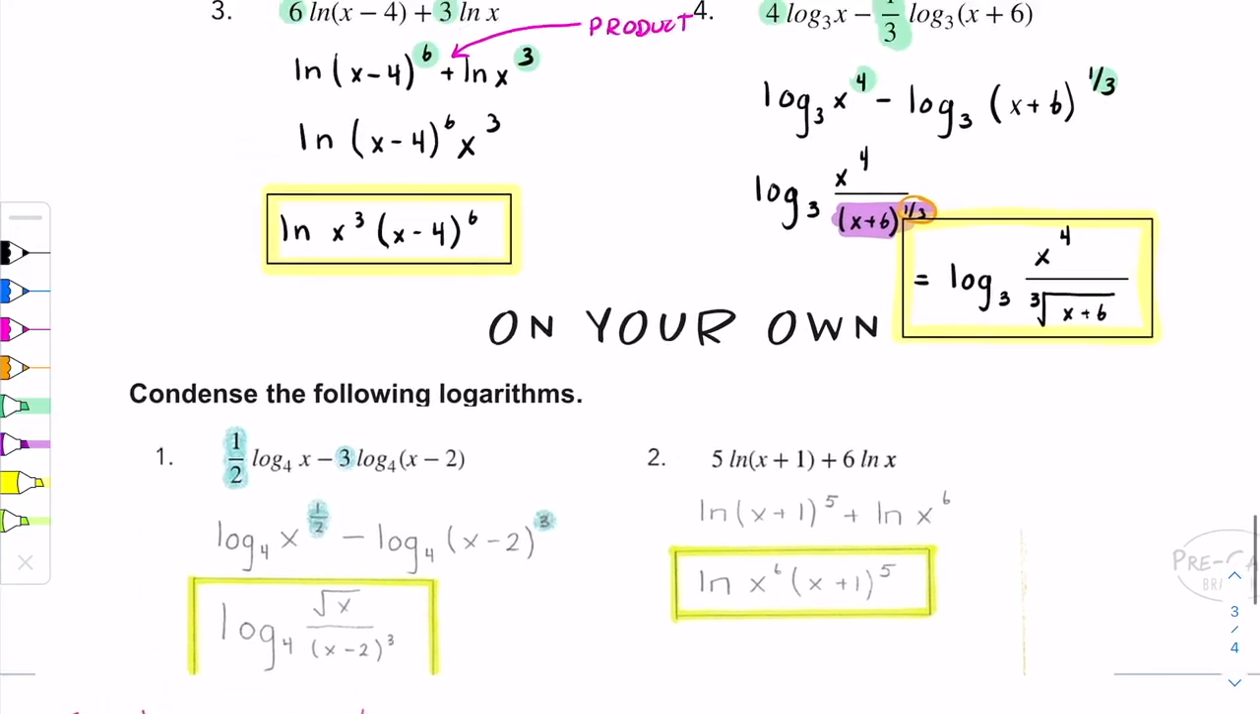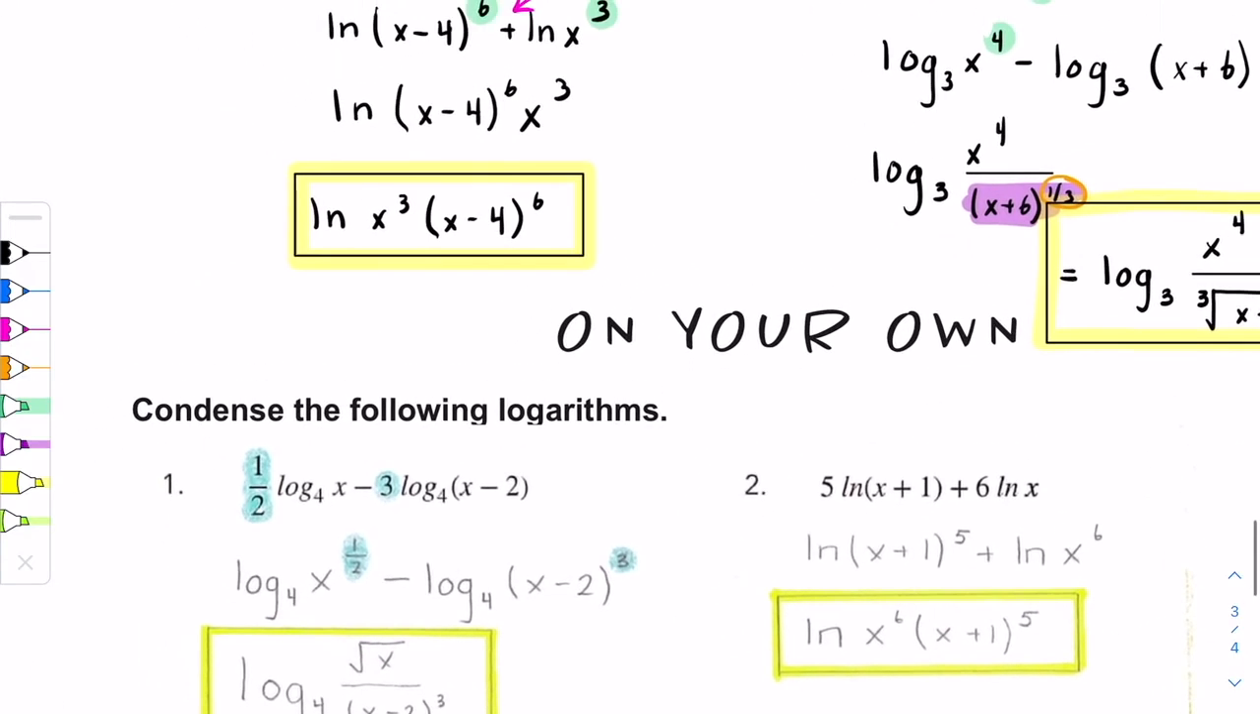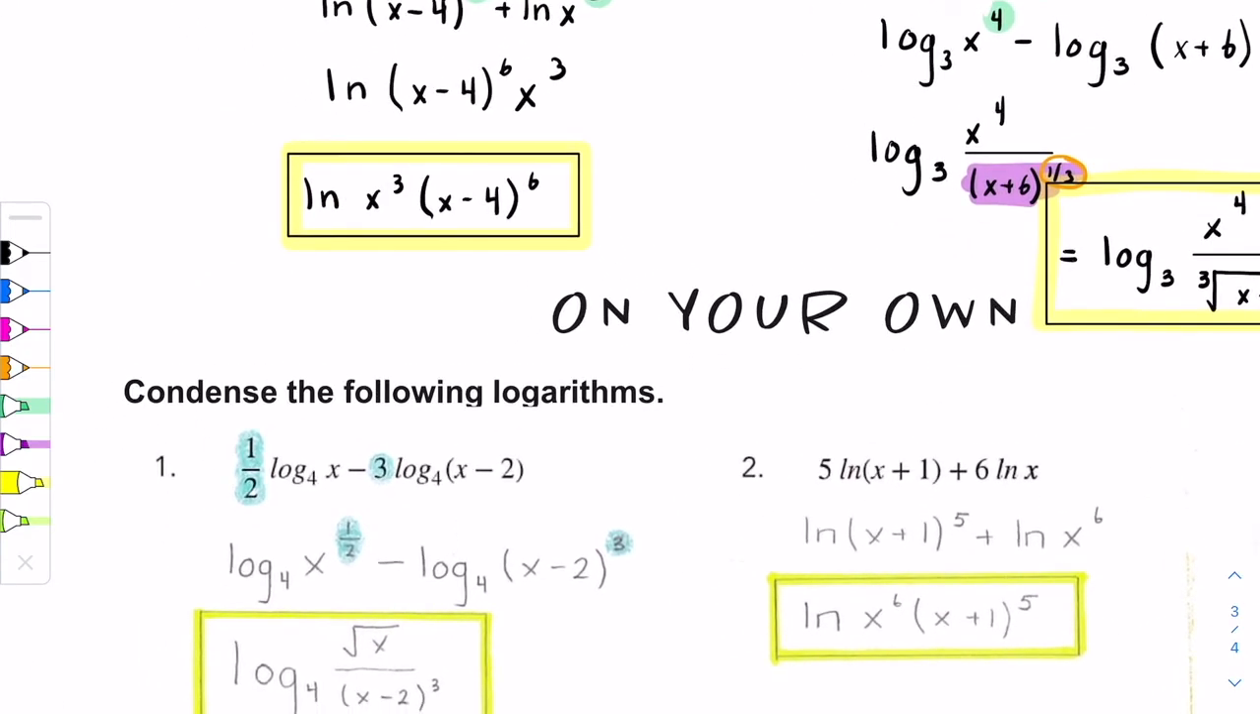And here are my answers for the condensing logarithms if you want to take a moment and check over those.